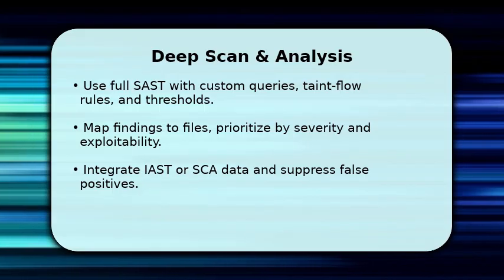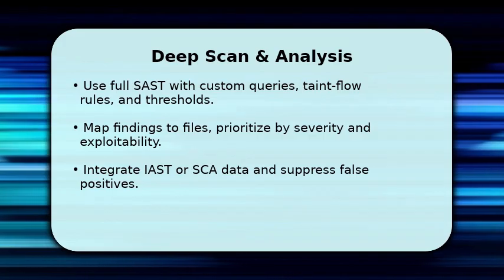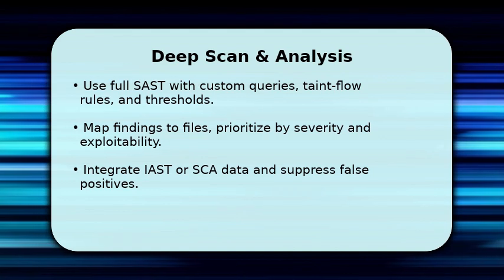After the report generates, use the Checkmarx dashboard to map each finding to specific files and code paths, and prioritize by severity and exploitability. Make sure to merge IAST or SCA results if available to reduce false positives. Use the suppression and comment features to document any accepted risk for future runs.